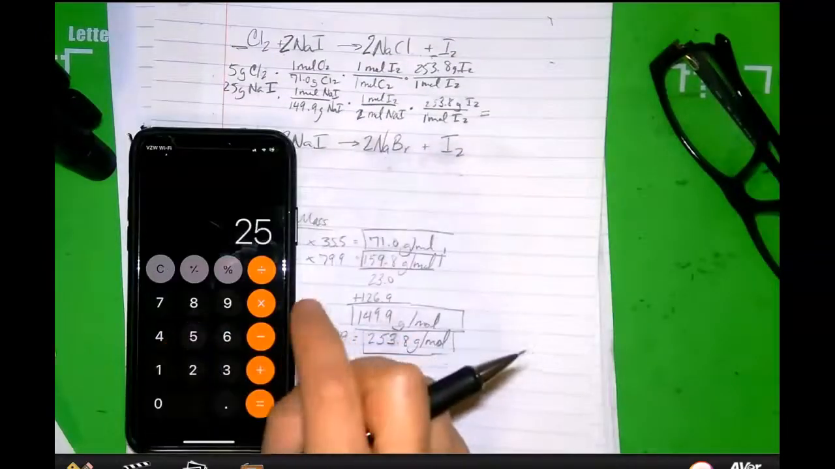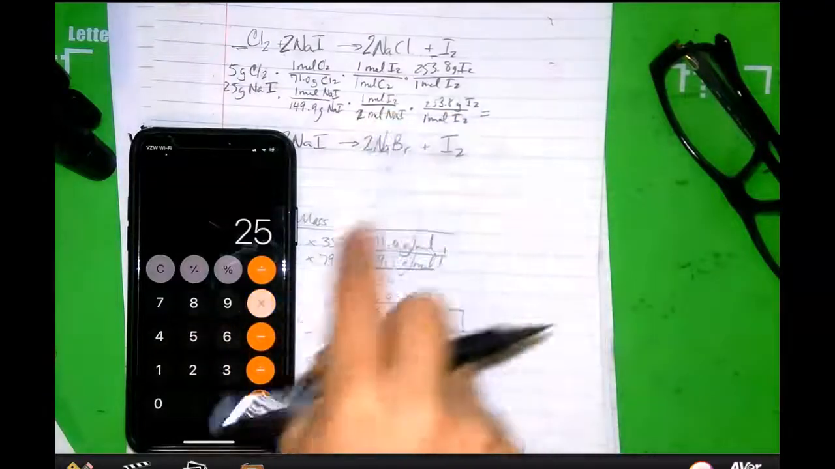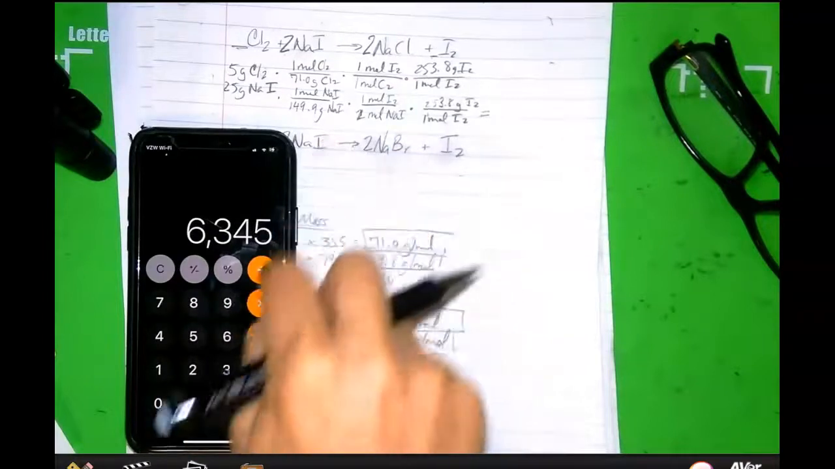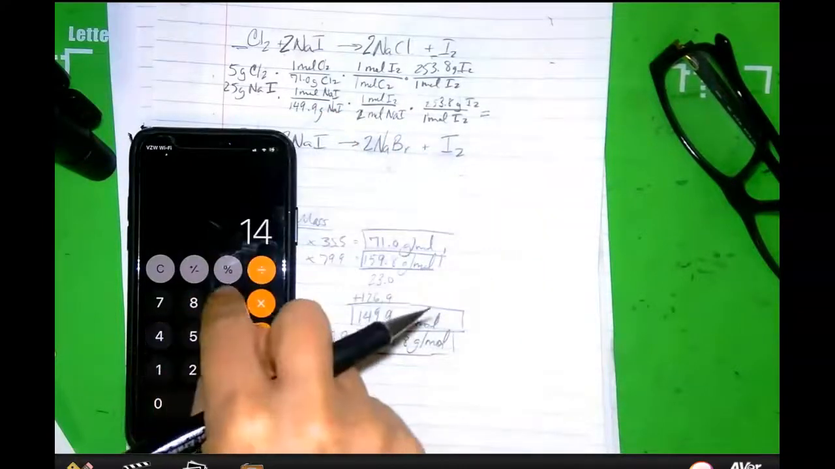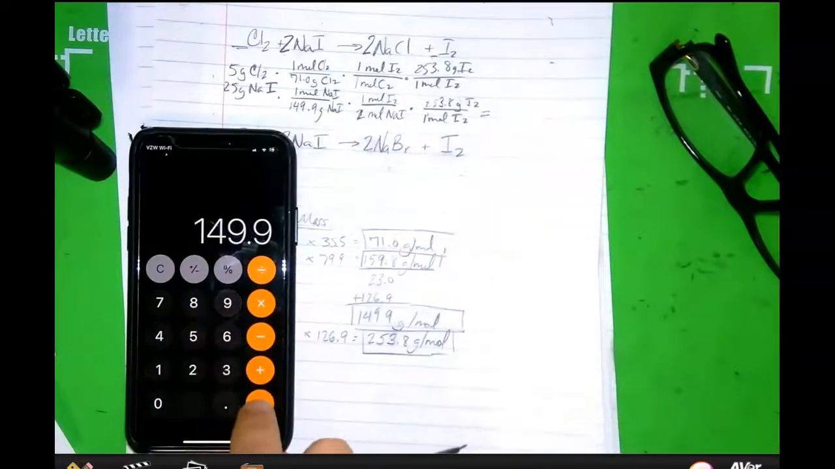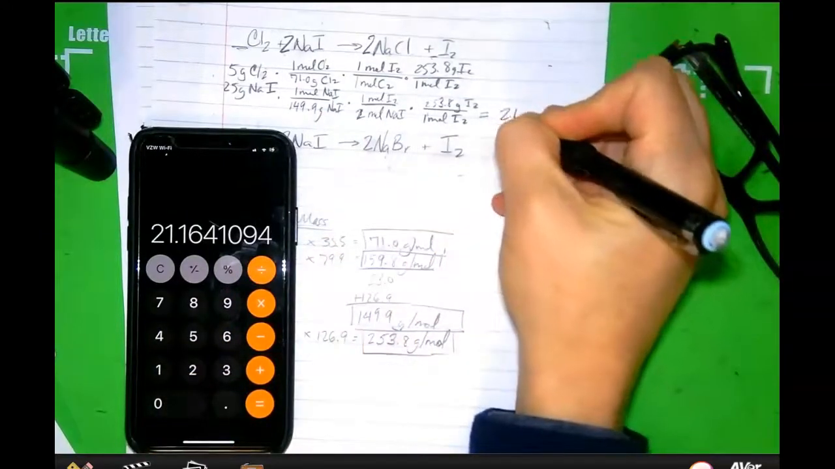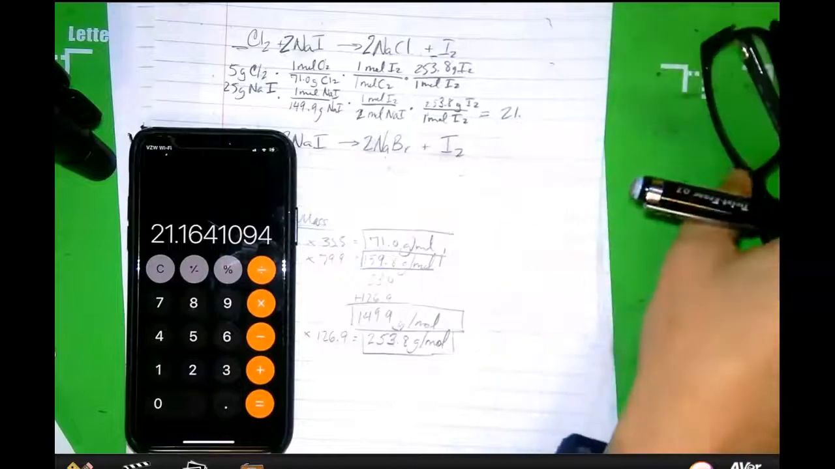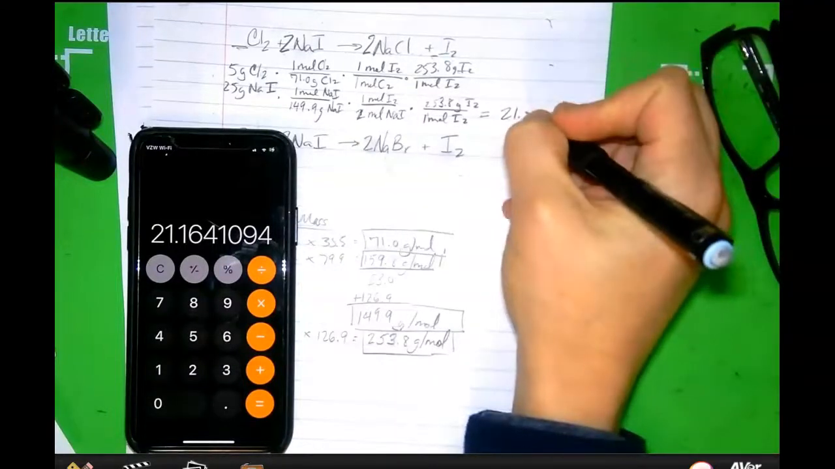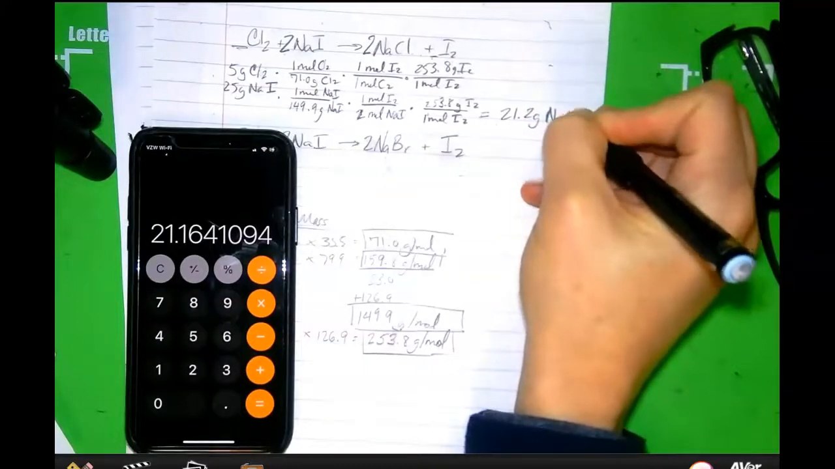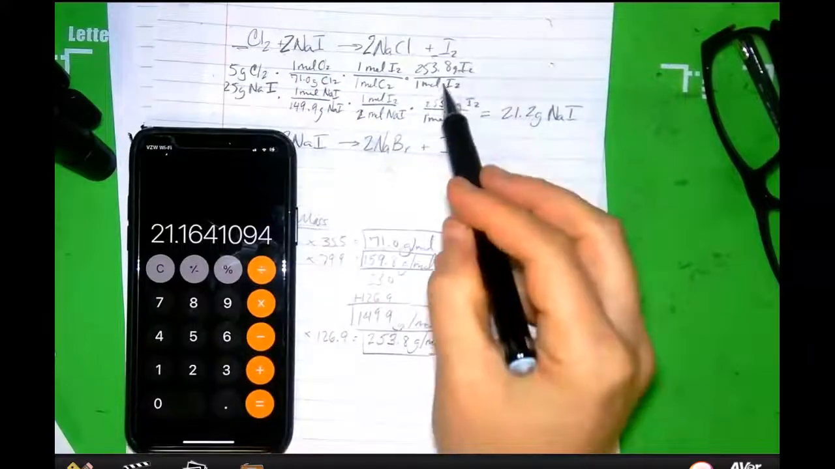We have 25 times 253.8 equals, and then we divide by 149.9, and also divide by 2. And we're going to wind up with 21.2 grams of I2 if we have excess chlorine, and we're not going to know until we convert this one. So let's do that one.